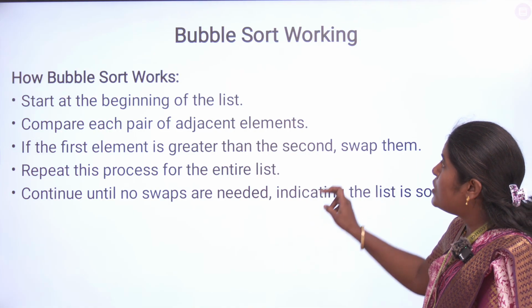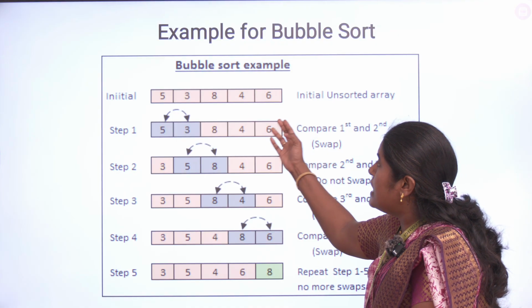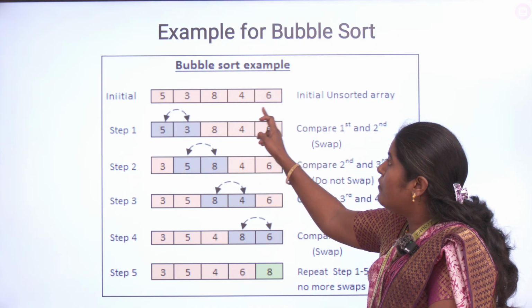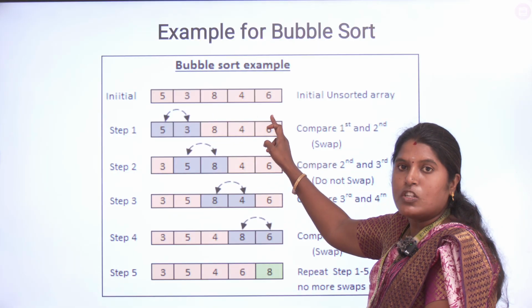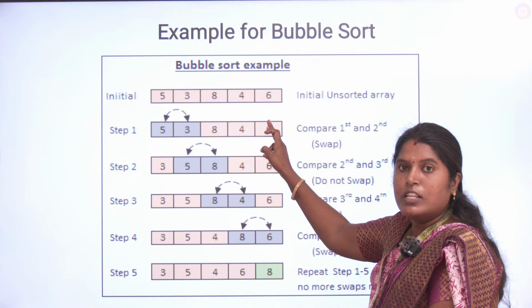Let me explain this bubble sort with an example. This is a given list, and the elements present in the list are 5, 3, 8, 4, 6. As you can see, these elements are not in sorted order. They are in unsorted order. So our aim is to arrange them in a sorted way.